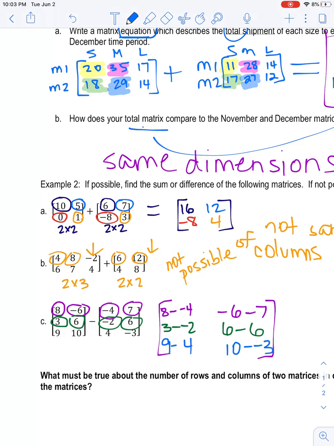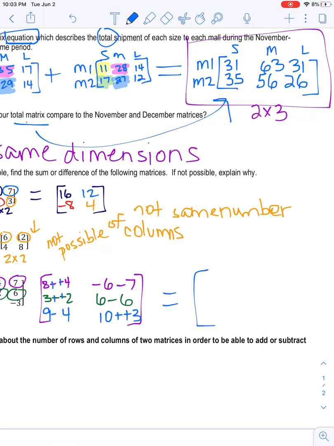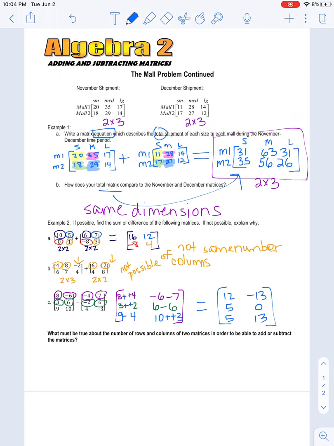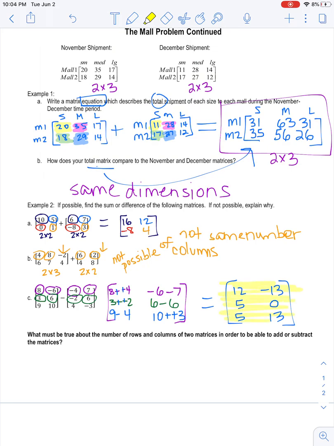Now, anytime you wrote a minus negative, you may have right away changed that to plus. So minus negative becomes plus positive in 3 of those elements. And now when I simplify, 8 minus -4, which changes to 8 plus 4, would be 12. Across from that, in row 1, column 2, I have -6 minus 7, which is -13. In the second row, 3 plus 2 is 5, 6 minus 6 is 0, 9 minus 4 is 5, and then 10 plus 3 is 13. So let me highlight here for you the final answer, which would look like this.